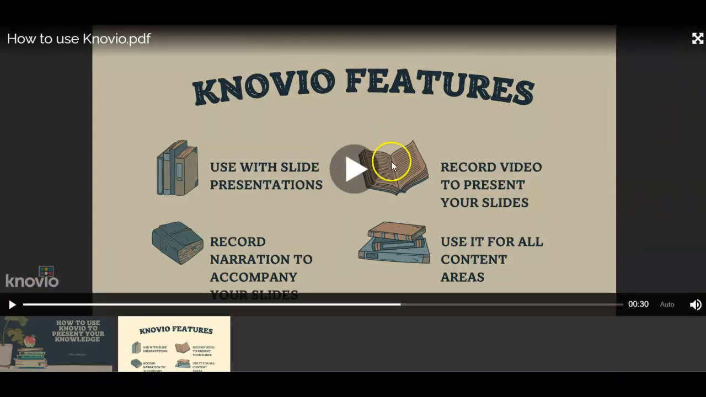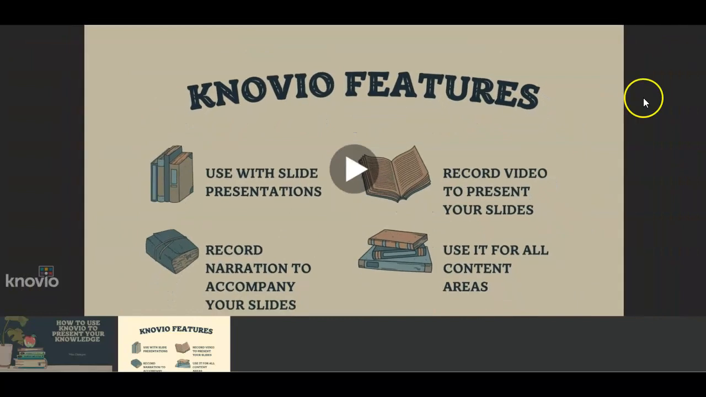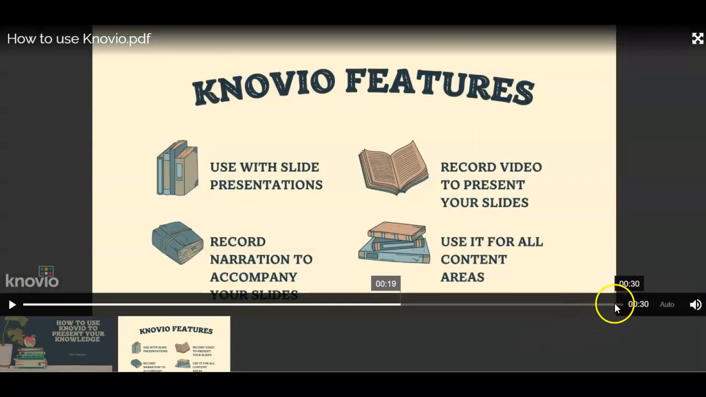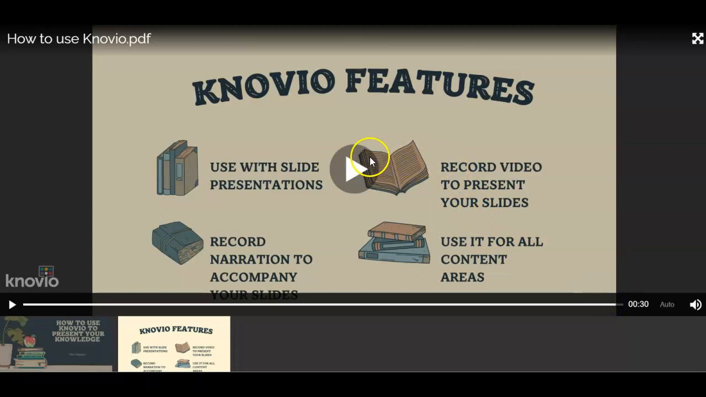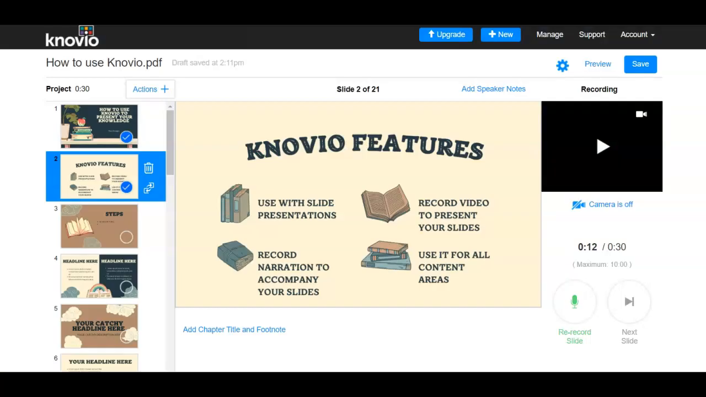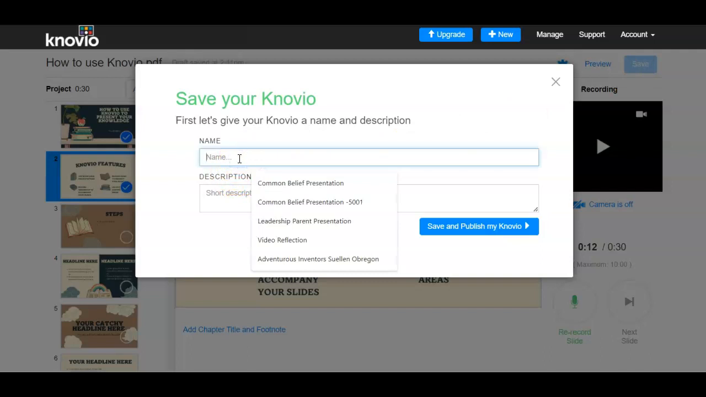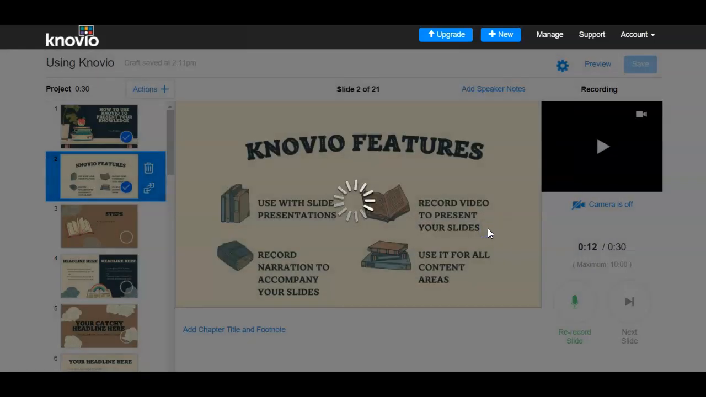So you can see there I've recorded my audio and I am basically narrating my slides, and you can do full screen if you want. Once I'm done, I just exited out from the preview, and now I'm going to click Save. I'm going to give my presentation a title. You can give a small description if you'd like, and save and publish my Knovio.